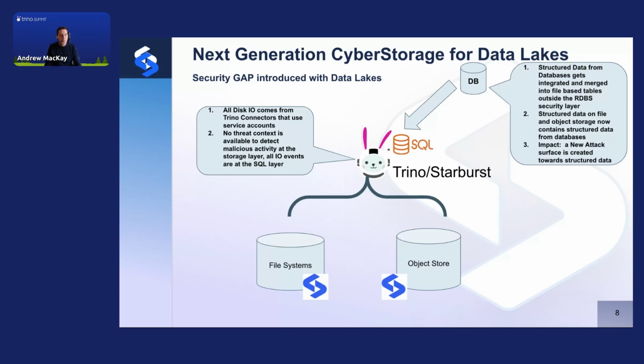So when looking at this, we can see that Trino is the SQL layer, and there's data coming from databases. There's existing data in, say, file systems or object stores, and all the disk I/O is now showing up as if coming from SQL, which is actually translated to file system API calls, so SMB or NFS, or S3 in the case of an object store. So this is the problem statement. And the impact of this is it creates a new attack surface, and it also can reduce the effectiveness of existing security tools because they no longer have the context of the user account or the source IP address of the user.